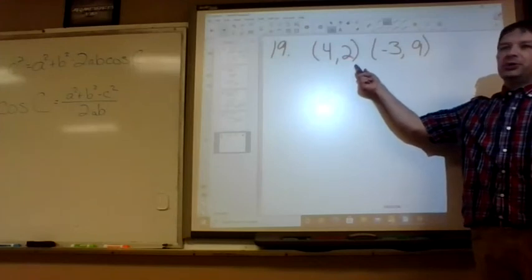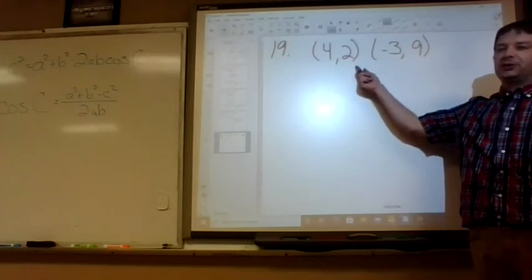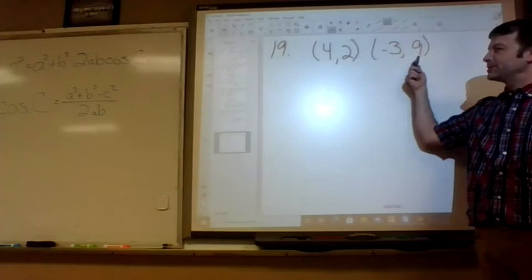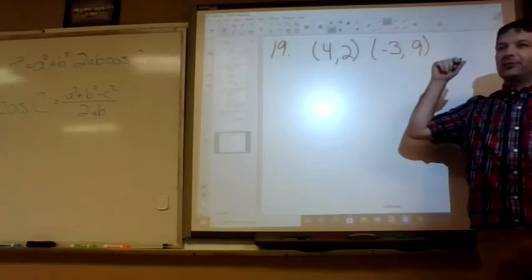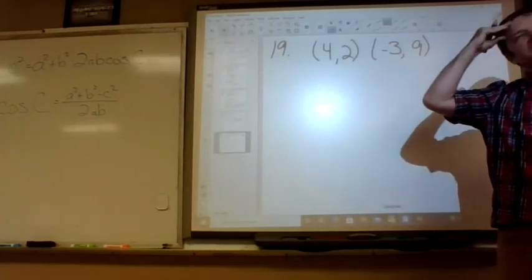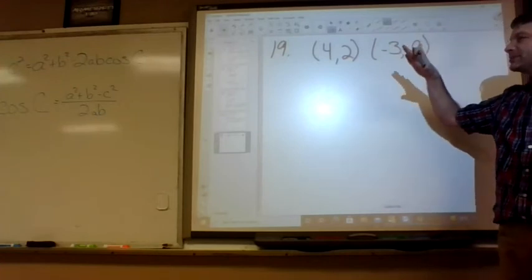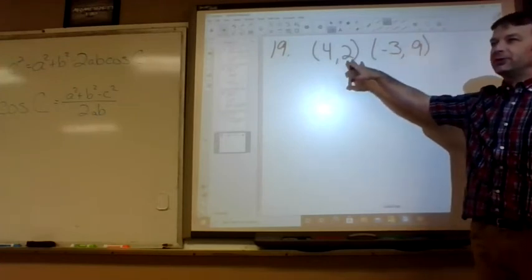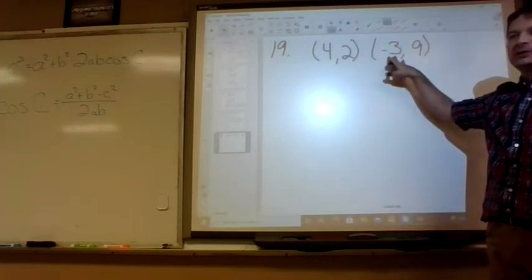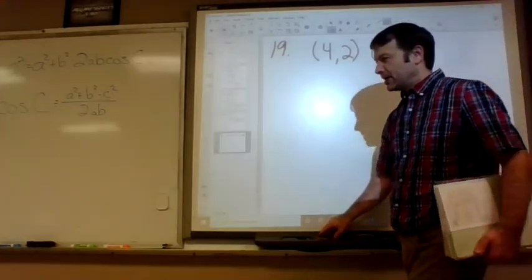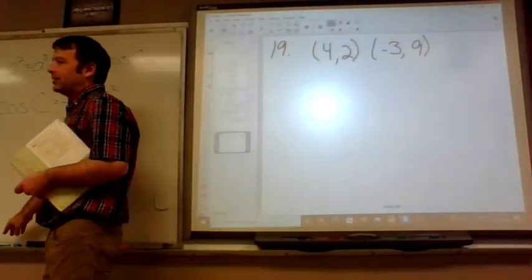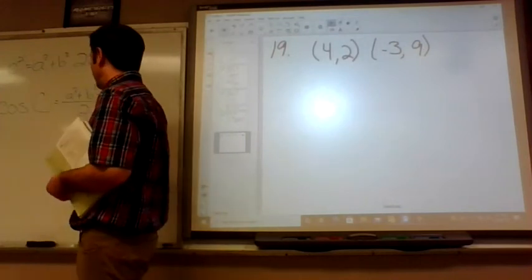You could graph it and count, but that's the harder way. I think it was Monday, we did some problems where we found the slope just by looking at the two points. By the time we take the test, you guys need to have this memorized.